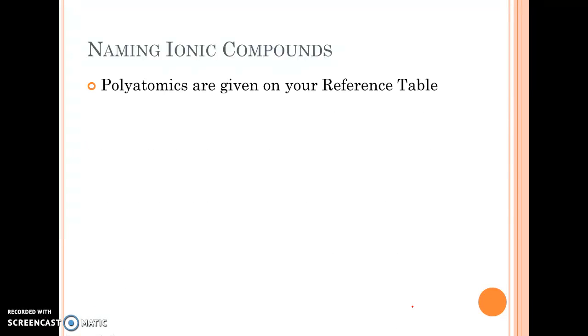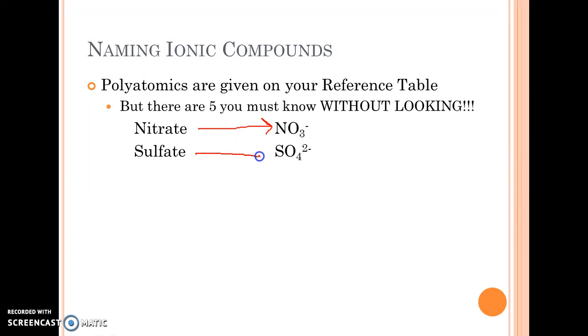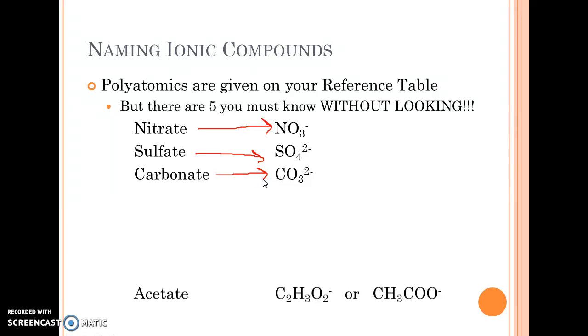Like I said, your polyatomic ions are given to you in your reference table, but there are 5 that you need to know without looking, only because we're going to use them so much. We have nitrate, which is NO3 with a -1 charge. Sulfate, which is SO4 with a -2 charge. Carbonate, which is CO3 with a -2 charge.